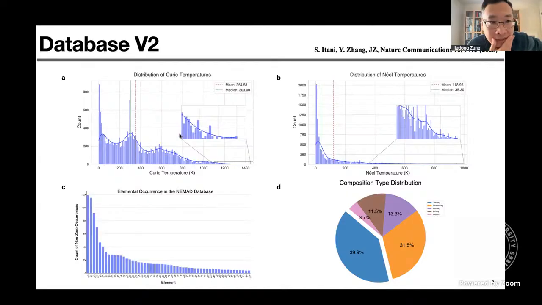The statistics of the database, the current temperatures, the new temperature distributions. To my surprise, 65% of the material we collected are ferromagnetic materials. Because previously I thought the antiferromagnetic materials is very easy to design. And in principle, any transition metal oxide, you can fine-tune the number of valence electrons and use the superexchange mechanism to make it antiferromagnetic. Right? But it appears we have more ferromagnetic.